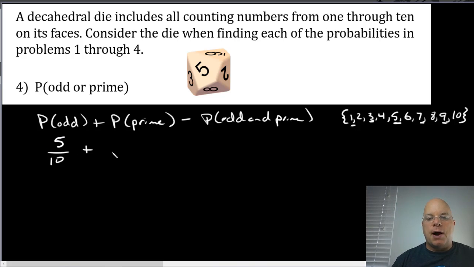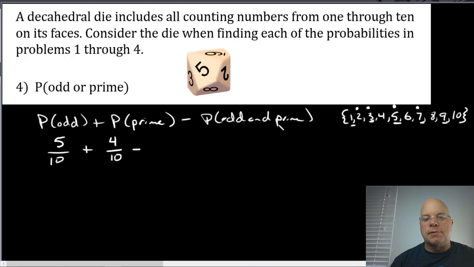The probability of a prime number, the prime numbers would be not 1. Don't forget, 1 is not prime. A prime number has exactly 2 factors, 1 and itself. 1 has only 1 factor. 2 is the only even prime number, the smallest prime. 3, of course, is prime. 5 is prime. 7 is prime. And that's it. So that's 4 tenths.